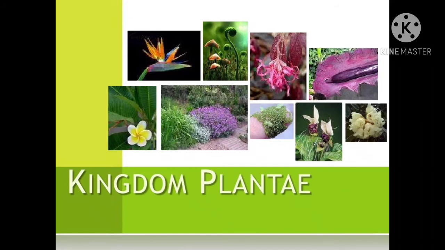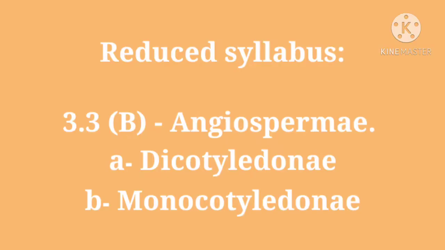Now this chapter is not new for you. Already you have learned about this chapter in your lower classes and to some extent in your last chapter too. So now I have a look at the reduced part of this chapter. In this chapter everything is included in your syllabus except one, that is 3.3 B part, angiospermy. This is not included in your syllabus.